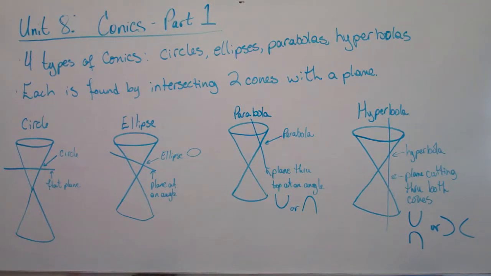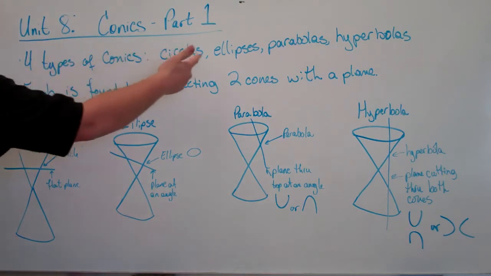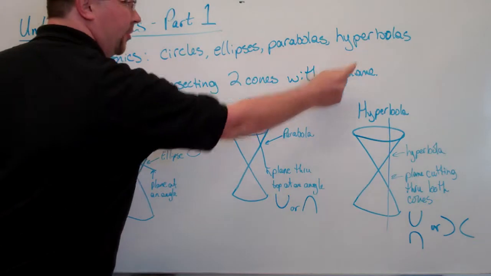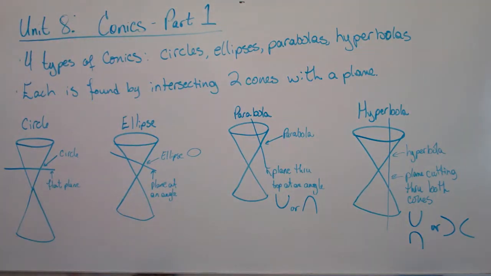Alright, in this video we're going to talk about Unit 8, which is Conics, Part 1. Now, there are four main types of conics. You have circles, ellipses, parabolas, and hyperbolas. Each of them is found by intersecting two cones with a plane.